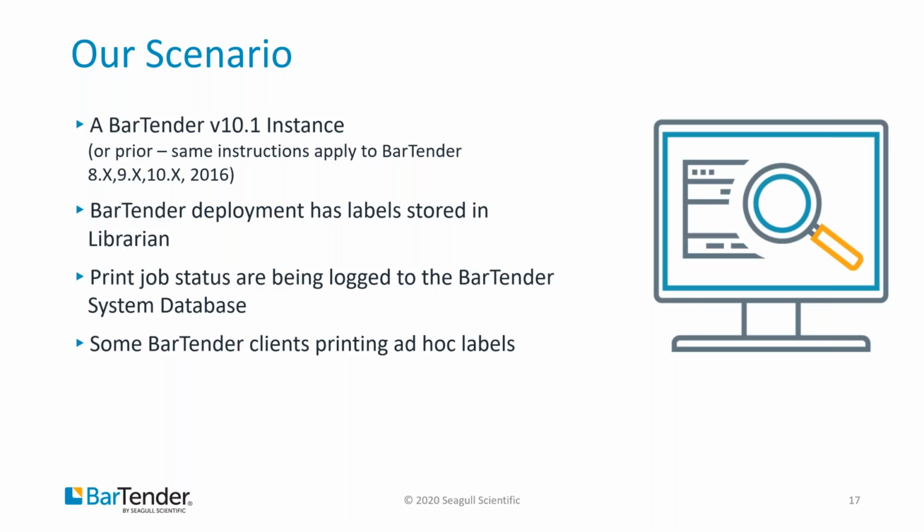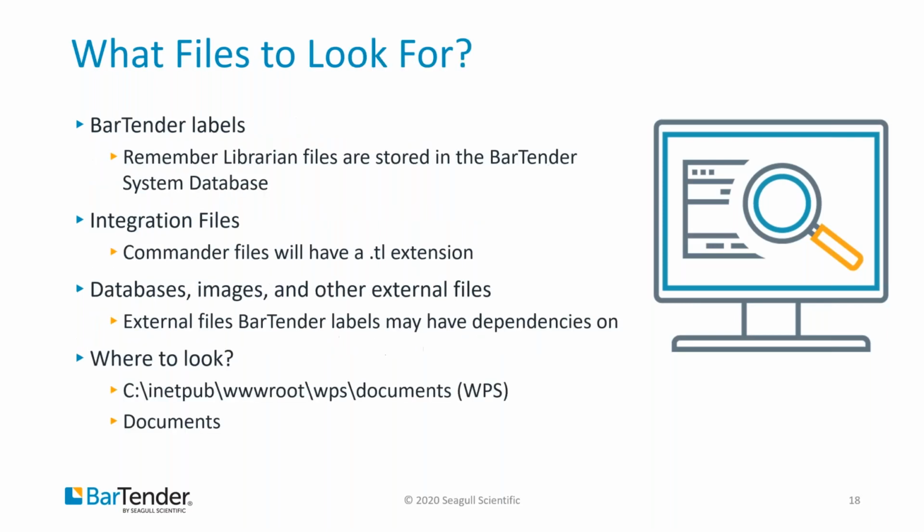also we have other clients out there, other BarTender clients that are printing on-demand labels. Of course, we're using the BarTender system database, the kind of backbone of this whole infrastructure. We're using that for Librarian, and we're also logging print job messages and statuses. Now, the idea behind this as well is to understand that we're not moving just Librarian over, so to speak, on its own. We're going to be moving over our whole print process. And the goal is to get this whole environment over to BarTender 2021.